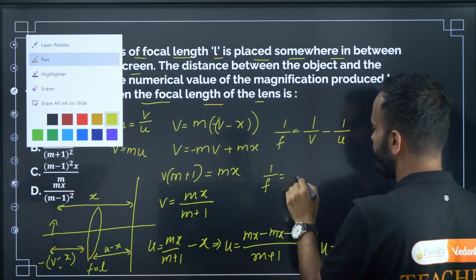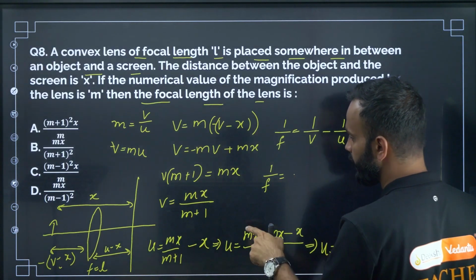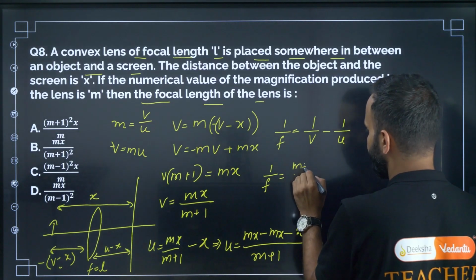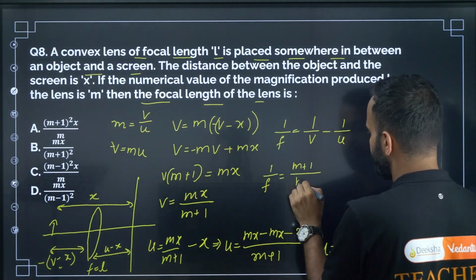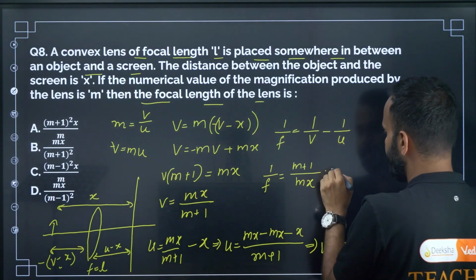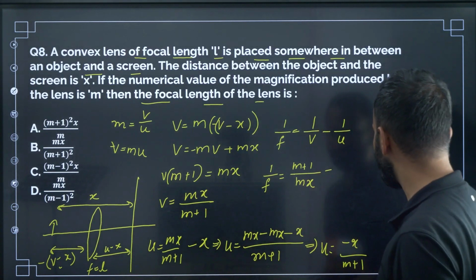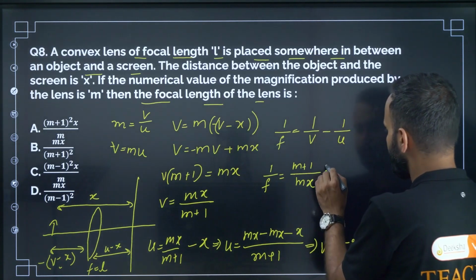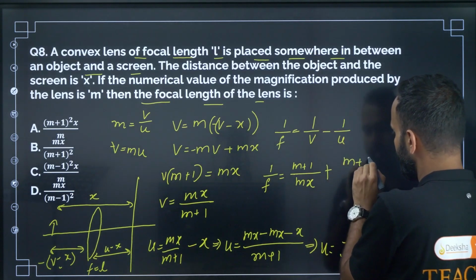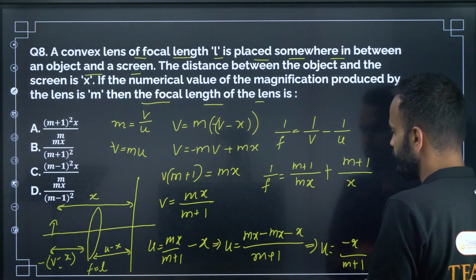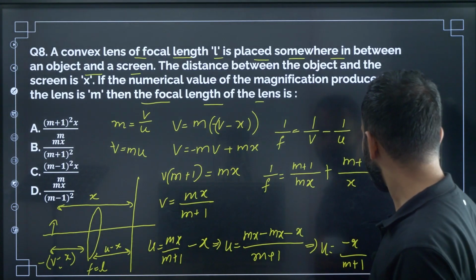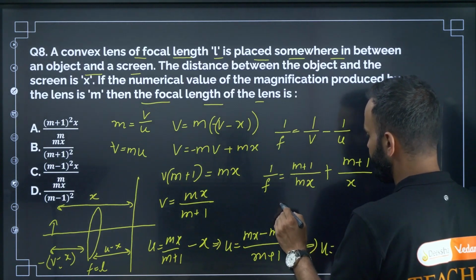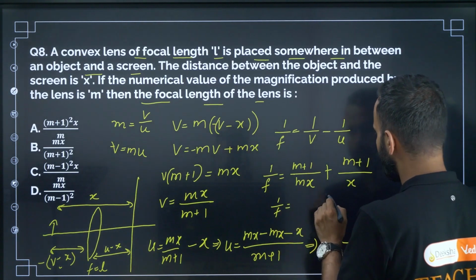Now 1 by f is equal to 1 by v. V is mx by m plus 1, so 1 by v is m plus 1 divided by mx. Now negative of negative, so this will be positive, right? So plus m plus 1 divided by x, right? M plus 1 by x, isn't it?